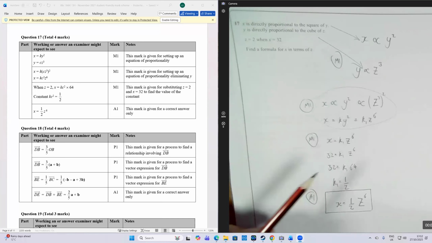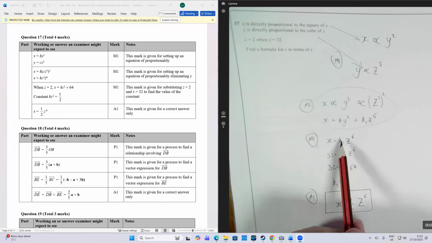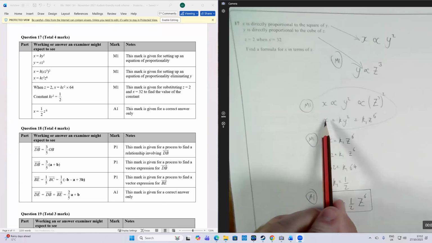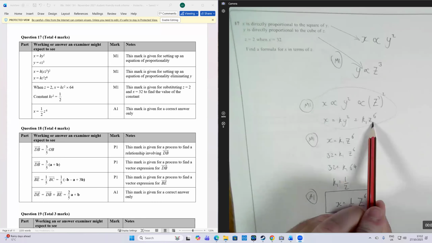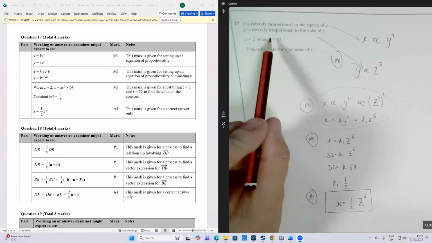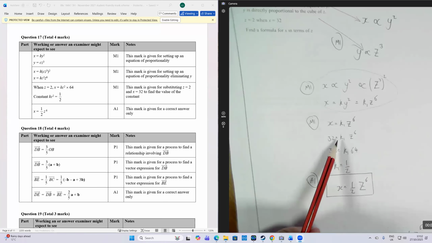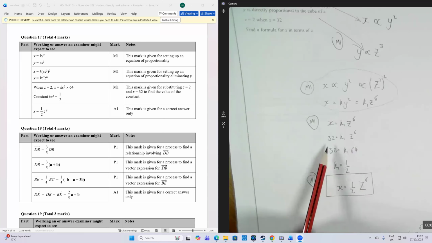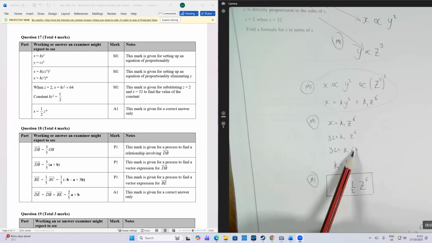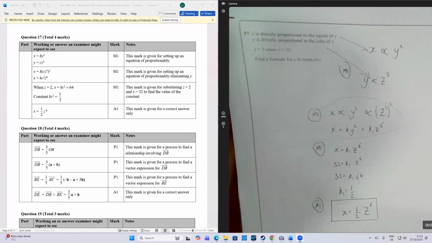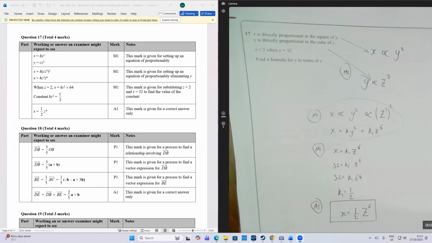But now we know that we've got this expression, x is equal to some constant times z to the 6, we can sub in the z and x now. We're told that x is 32 when z is equal to 2. So we sub in 32 and we sub in 2. So we get 32 equals k1 times 64, because 2 to the 6 is 64. And that gives us that k1 is a half. So there's our formula linking x in terms of z. Not a very nice or a very easy question, that one.